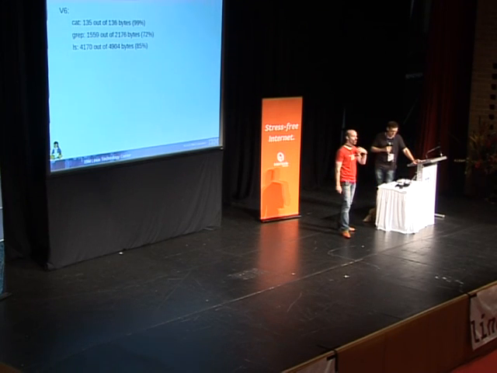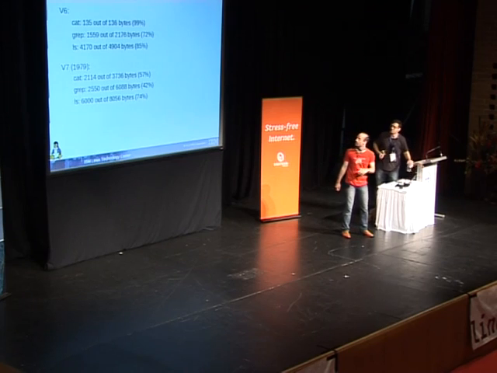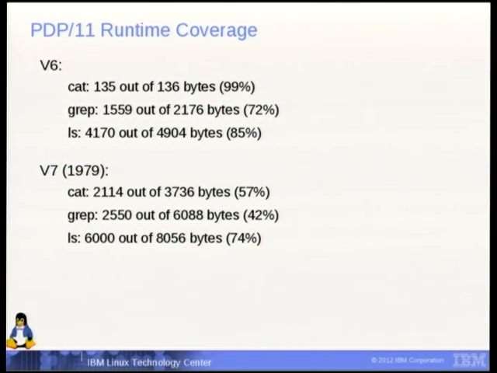What's interesting is if we jump forward even 3 years to version 7, we can already see cat is now written in C. Also, we've got standard I/O, which we didn't have in V6, and our numbers are already dropping precipitously. LS has almost doubled in size. So we're already on this sort of downhill slope, even at that point.